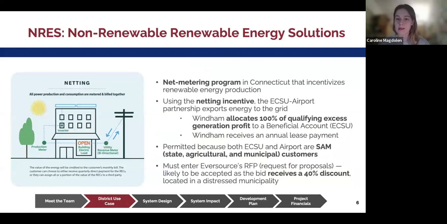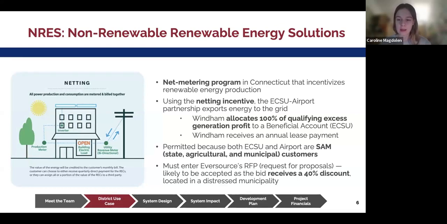So the NRES is Non-Residential Renewable Energy Solutions, and this is a net metering program in Connecticut that incentivizes renewable energy production, which greatly bolstered our solar procurement in the area. So one thing that we'll be diving into in more detail is that the ultimate location where we chose to site our solar is Windham Airport. And part of why we can do this is this incentive is flexible in that it permits multiple state, agricultural, and municipal customers to collaborate together to form one cohesive group.